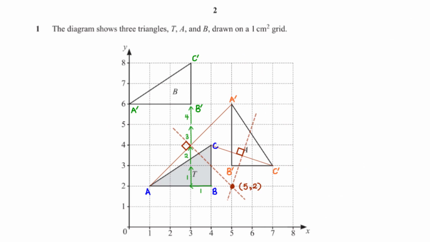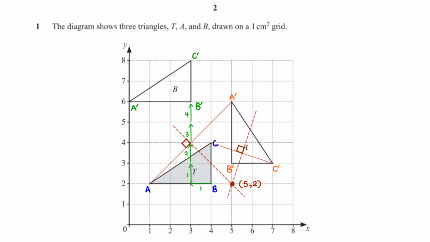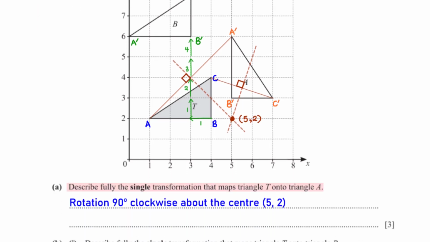The diagram shows three triangles T, A, and B drawn on a 1 cm squared grid. Describe fully the single transformation that maps triangle T onto triangle A. When we look at triangles T and A, they have the same size but different orientations, which means the transformation is either a rotation or a reflection. When we rotate triangle T 90 degrees in the clockwise direction, we get triangle A.